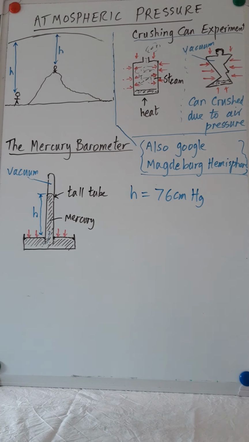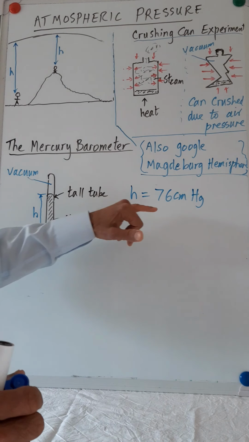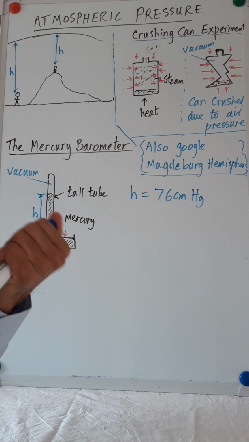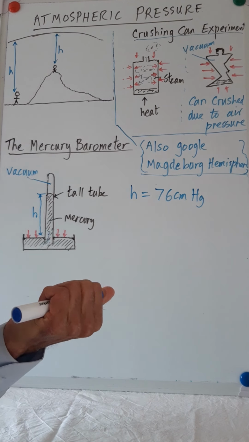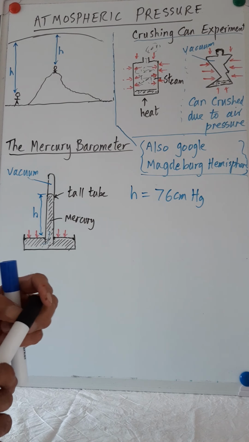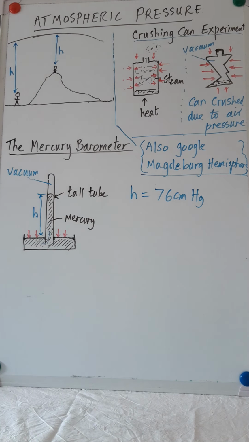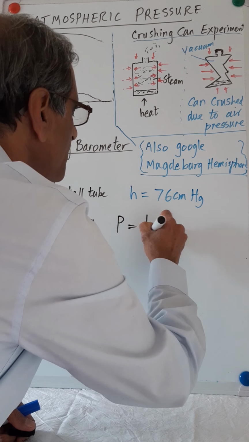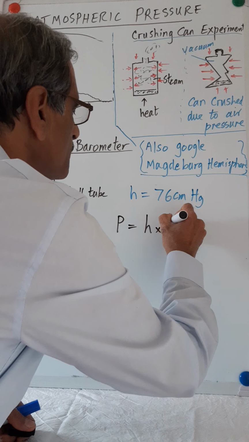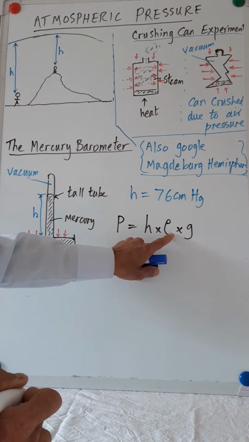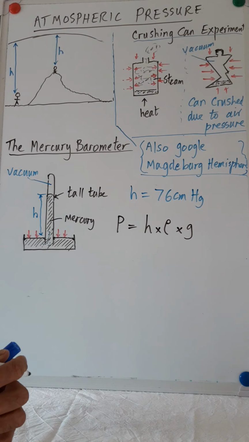Now we want to work this pressure out in newtons per square meter, or in pascals. From the previous video, when we talked about the pressure of a liquid, we wrote down the formula: pressure is equal to h times rho times g. Now remember, rho is a Greek letter which stands for density.